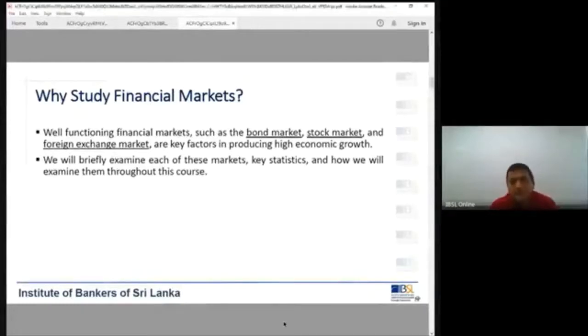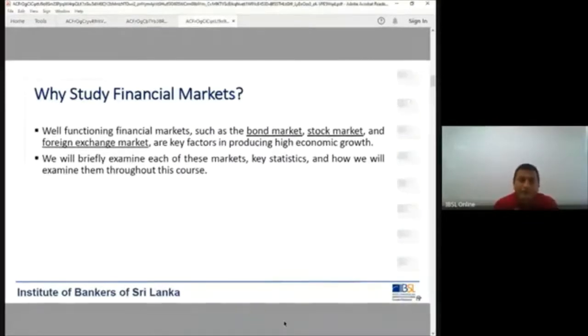Right. So you are seeing here financial markets. We have tried to define them with the limited information we had, but now we are trying to understand them from a broader perspective. When you say financial markets, we don't want to just say financial markets.